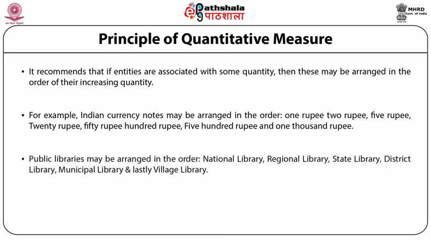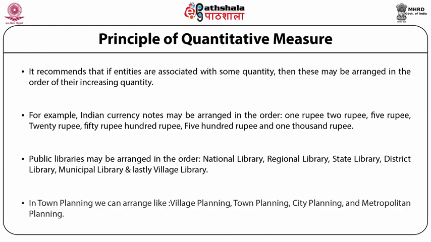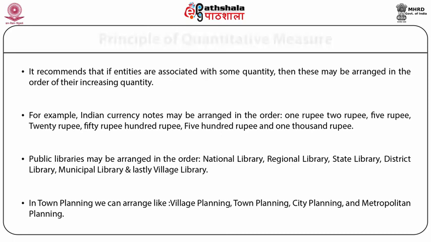Public libraries may be arranged in the order National Library, Regional Library, State Library, District Library, Municipal Library, and lastly, Village Library, as the quantity or the services go on decreasing from National Library to the Village Library. In town planning, we can arrange village planning, town planning, city planning, and metropolitan city planning.